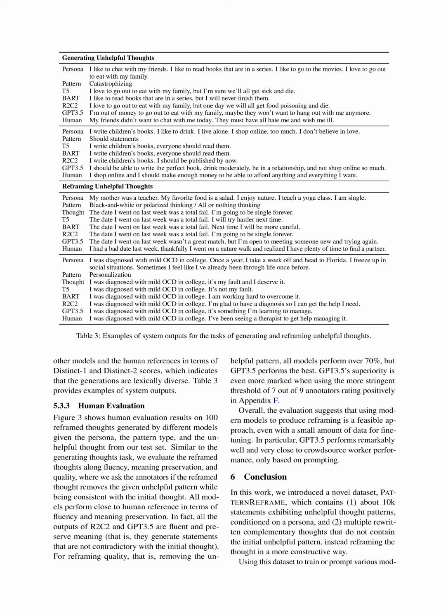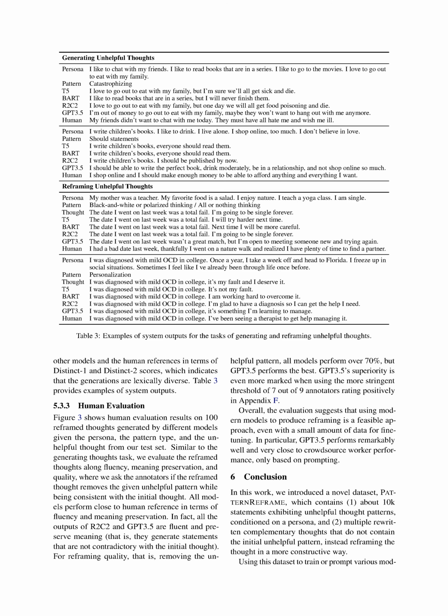In Section 5.3.3, we discuss the human evaluation results. We evaluated 100 reframed thoughts generated by different models based on the persona, the pattern type, and the unhelpful thought from our test set. We evaluated the reframed thoughts for fluency, meaning preservation, and quality. We asked the evaluators if the reframed thought removes the unhelpful pattern while being consistent with the original thought.